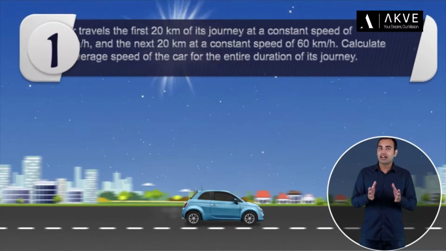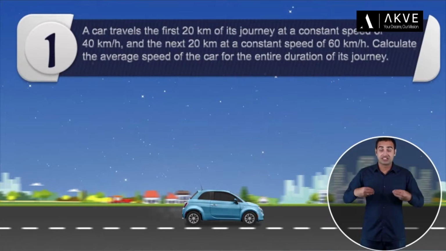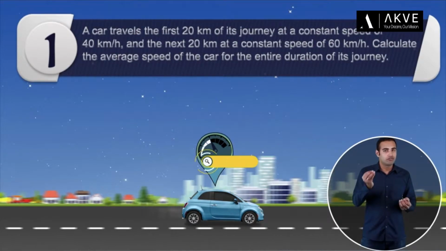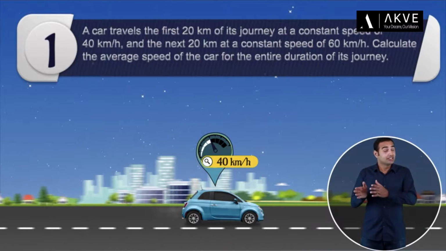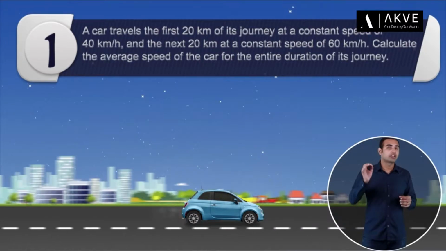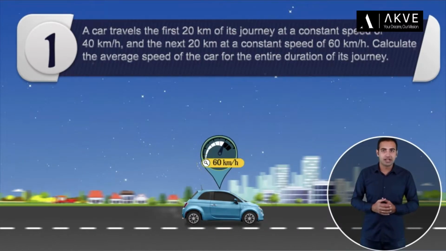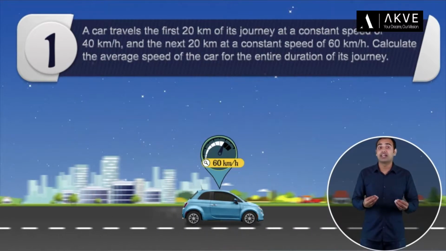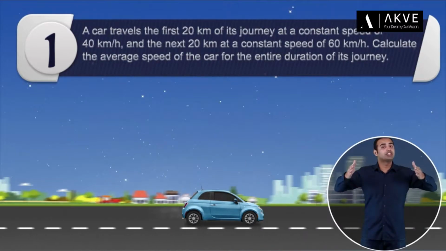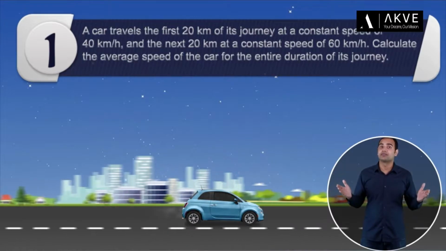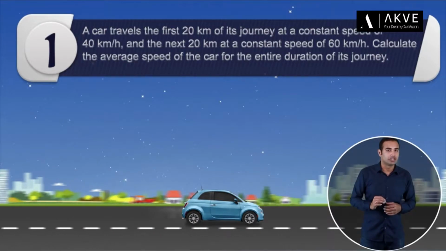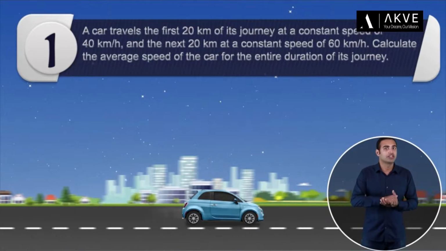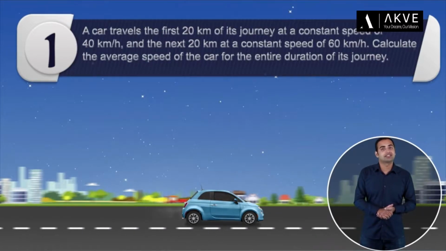So our first problem is pretty simple. A car travels the first 20 kilometers of its journey at a constant speed of 40 kilometers per hour, and then the next 20 kilometers of its journey at a constant speed of 60 kilometers per hour. We are supposed to find the average speed of the car for the entire duration of its journey. So I want you to pause the video here and try solving this question yourself. Take some time and try to get the right answer.